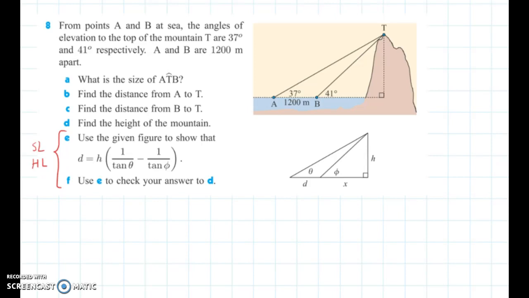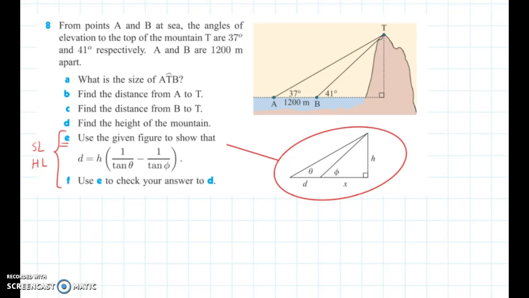But in part E, here, you actually had to prove that that formula is true. And not for the situation of the problem where you have that A and B are 1,200 meters away, and one angle is 37 degrees and the other one is 41. We have to do it for this situation over here. It says over here, use the given figure to show that this is true. So we want to prove a general fact. We want to prove that any time that we are in such a situation, the relationship between DH and the two angles is the one given by the formula.